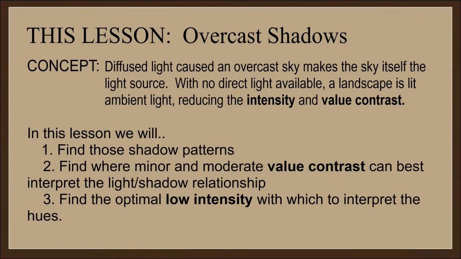What we're going to do in this lesson is to first find the shadow patterns, and then we're going to find the minor and moderate value contrast that we can use to best interpret the light-shadow relationship. And we're also going to find the optimal low-intensity colors with which we can interpret the scene.